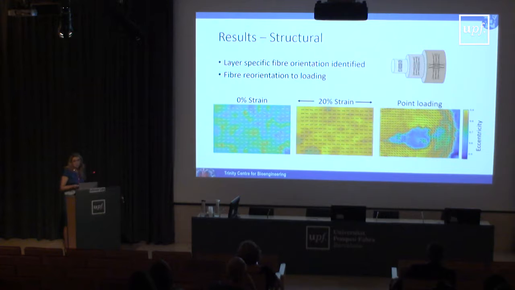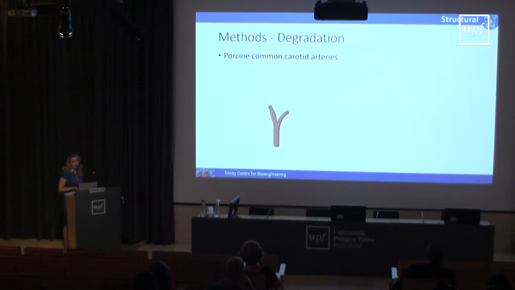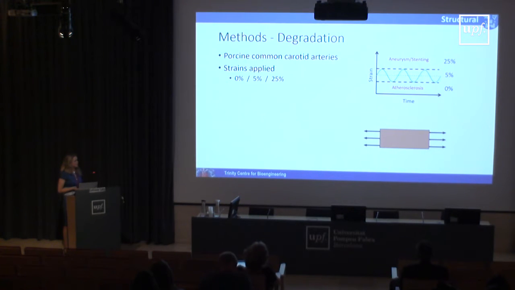So why was this useful? Well, now we could see the structure. We could see how it reorientates under load. We could now see, does that change as we degrade the tissue? So as we expose it to a degradation enzyme, we could see how that fiber pattern would change. So we took these common carotid arteries, porcine common carotid, opened them out, and made some sections for loading, first of all, to really see, can we see under different load conditions how this collagen structure alters?